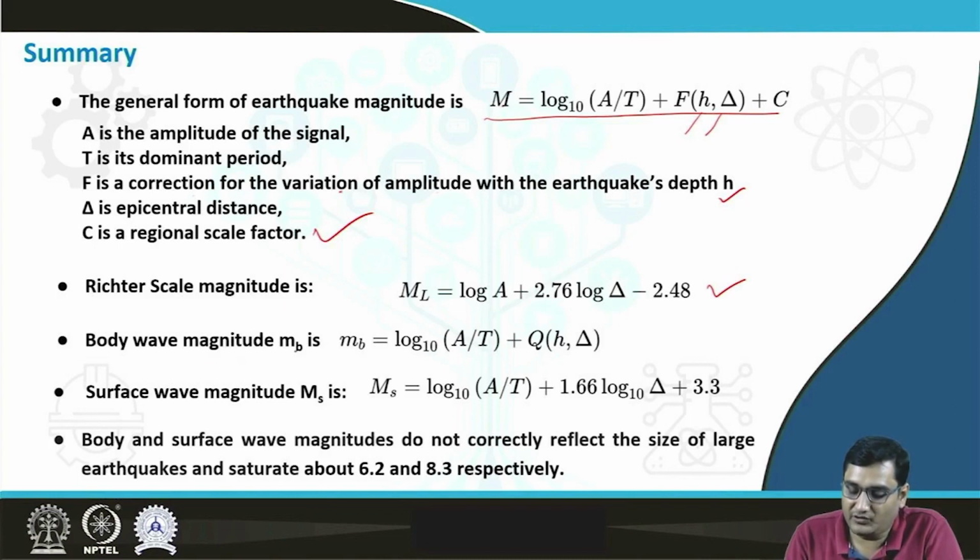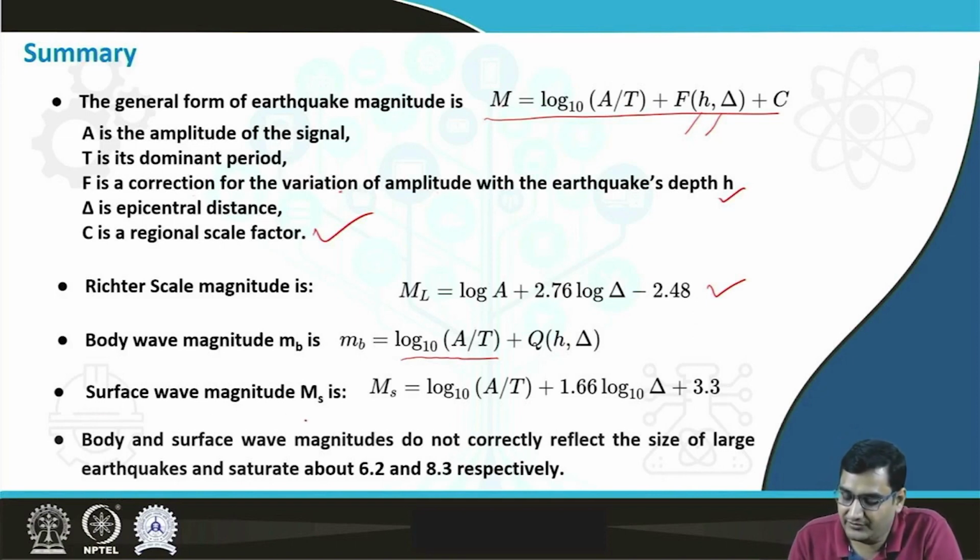Body wave magnitude mb is log base 10 of A by T plus Q of h comma delta. So the body wave magnitude scale also depends upon the regional factors and also the seismometer that is used to calculate it. And as I told you, the Richter scale magnitude in its original form was derived for Californian earthquakes, and it is for a specific seismograph, the Wood-Anderson seismograph.